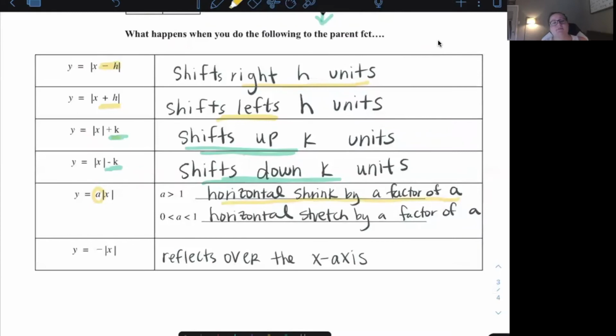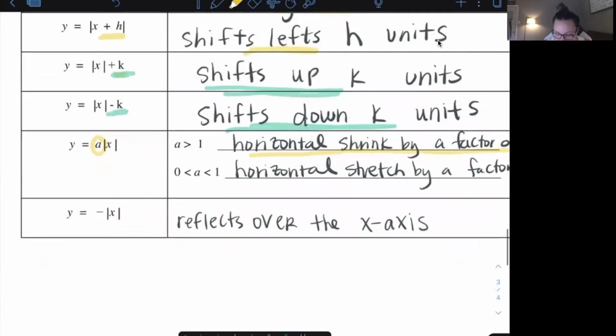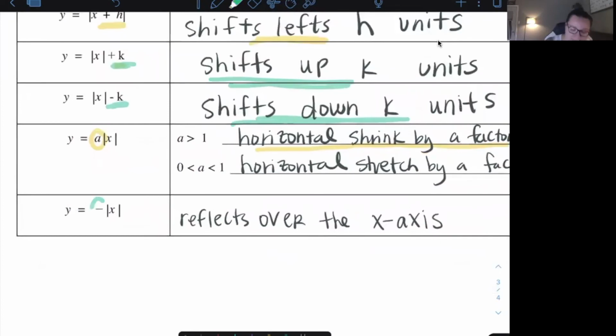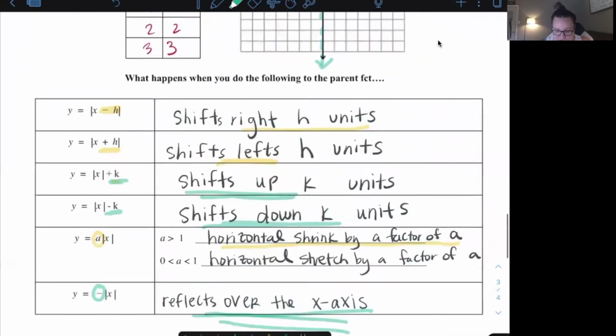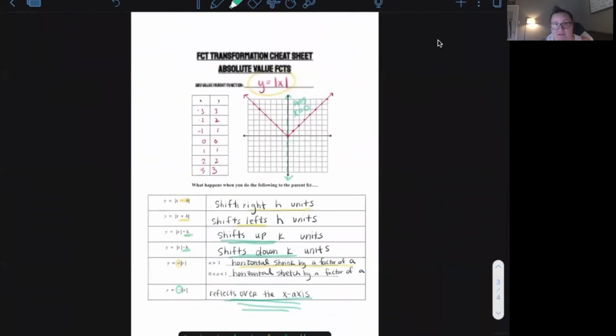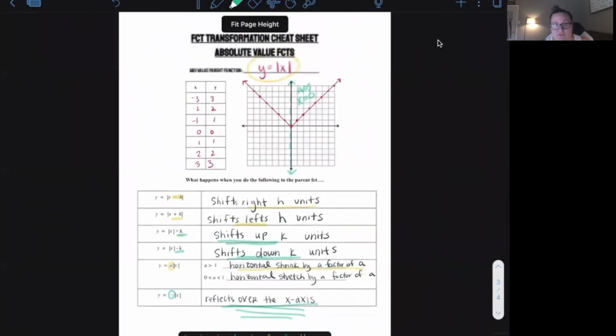What happens if a is between 0 and 1? Like 0.5, 0.8, 0.7, 1/2, 2/3. Well, your graph does a horizontal stretch. It gets wider horizontally. And then last but not least, if you multiply your absolute value by a negative out in front, you are going to reflect over the x-axis. And that is our little cheat sheet. This cheat sheet is going to help us as we have to describe transformations of functions as we move along.